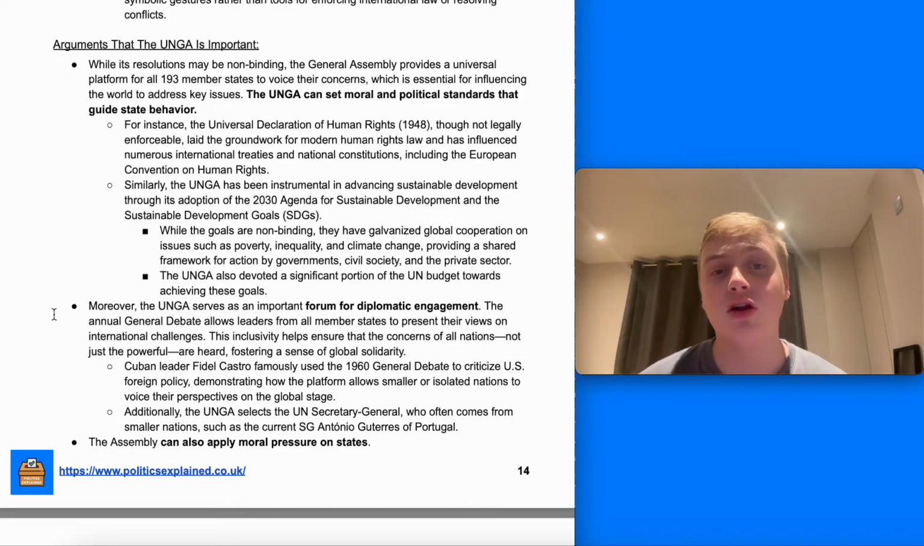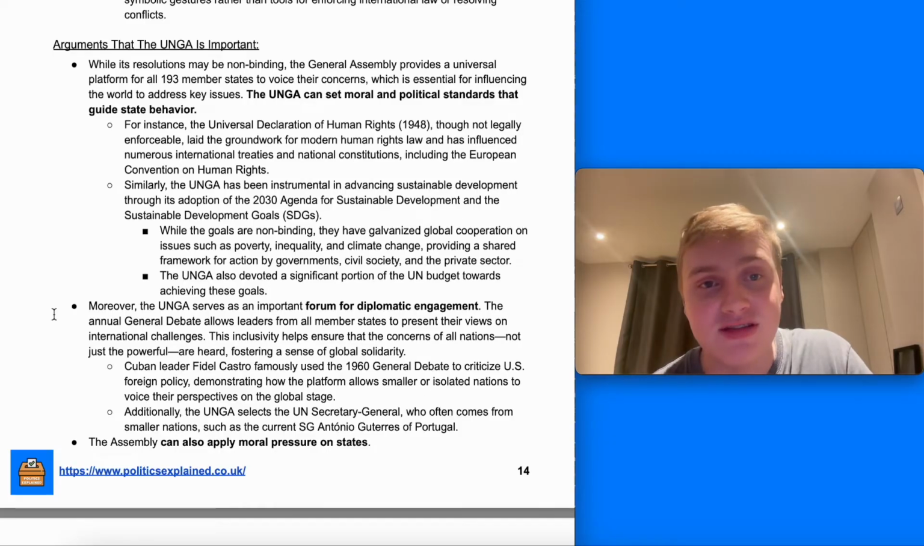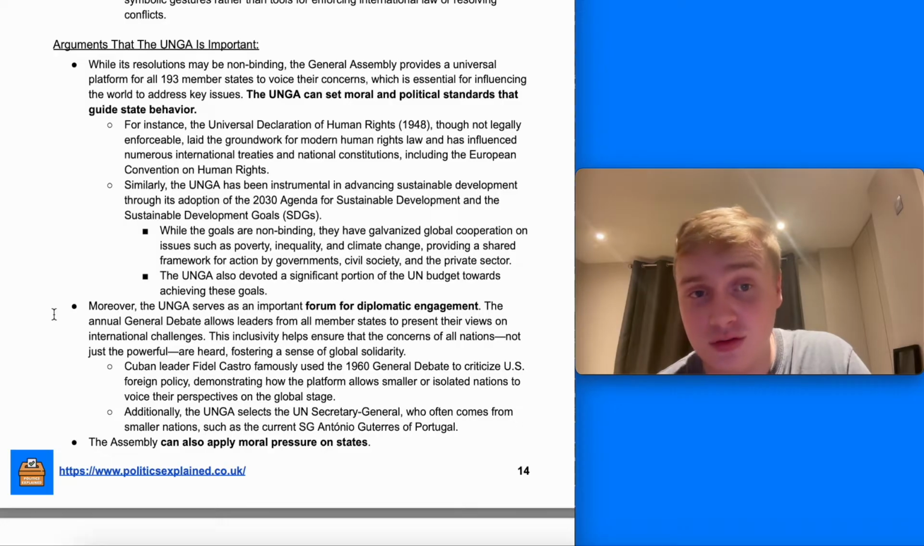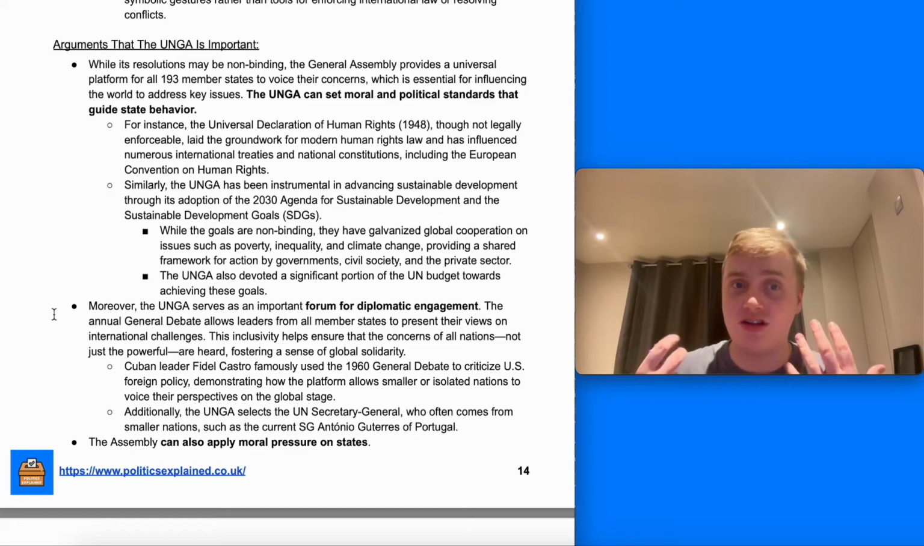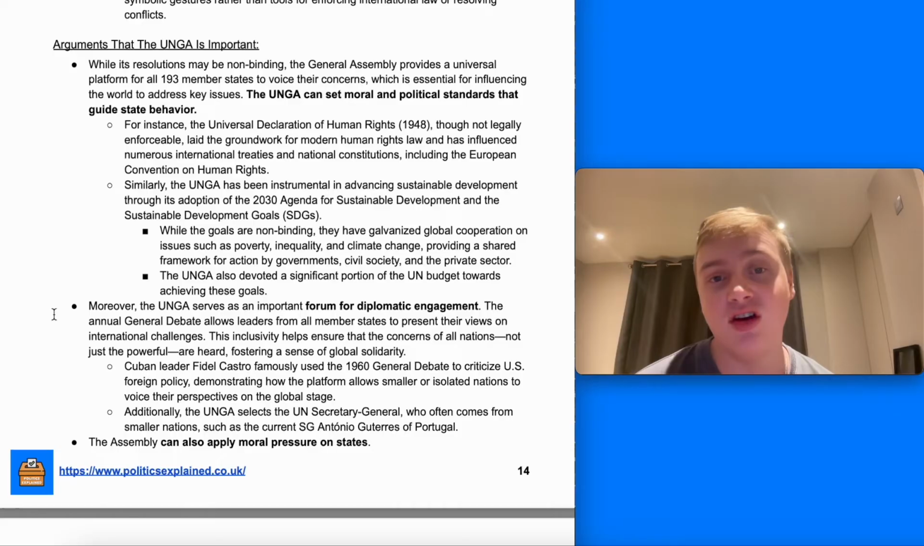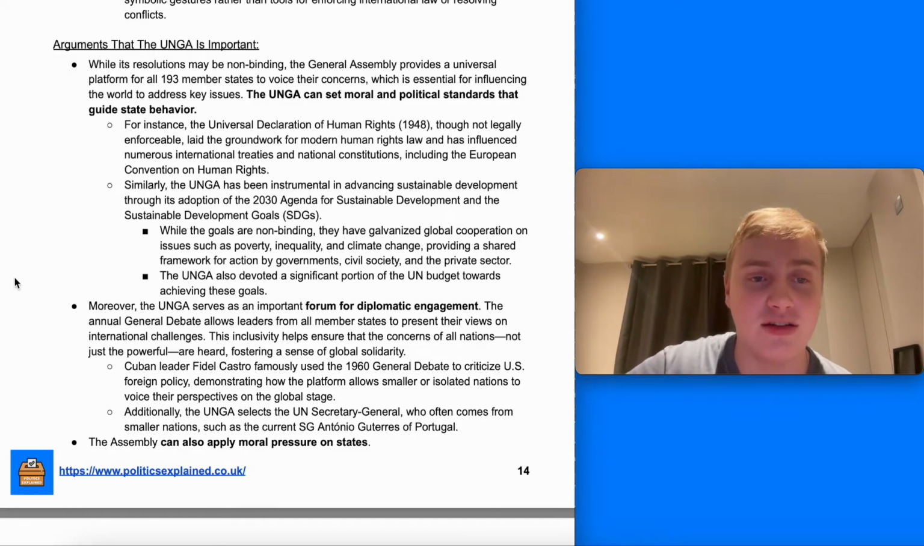Whilst its resolutions may be non-binding, it provides a universal platform for all of the UN's member states to voice their concerns, which is essential for influencing the world to address key issues. So it can set moral and political standards that guide state behaviour. For example, the UN General Assembly came together to set out the Universal Declaration of Human Rights, which wasn't legally binding, isn't legally enforceable, but really laid the groundwork for modern human rights law and has influenced numerous international treaties and national constitutions, which are then more legally binding, including the European Convention on Human Rights.